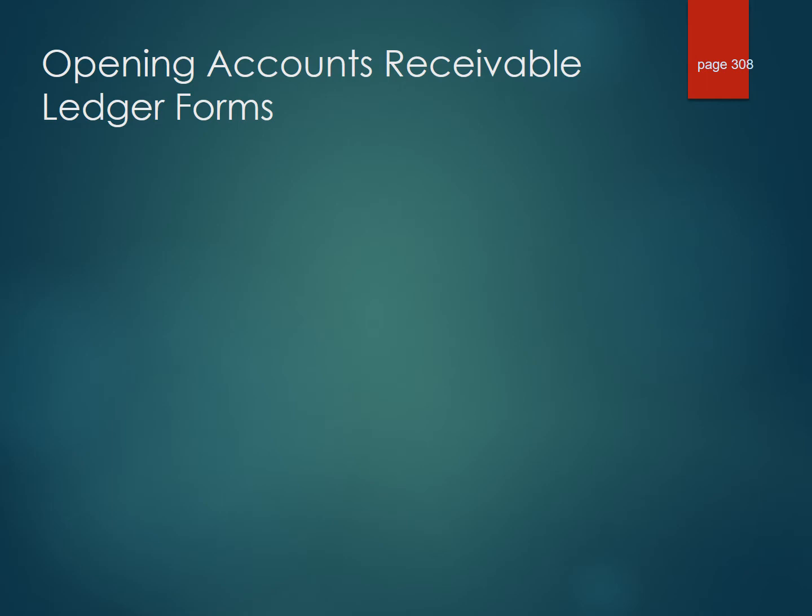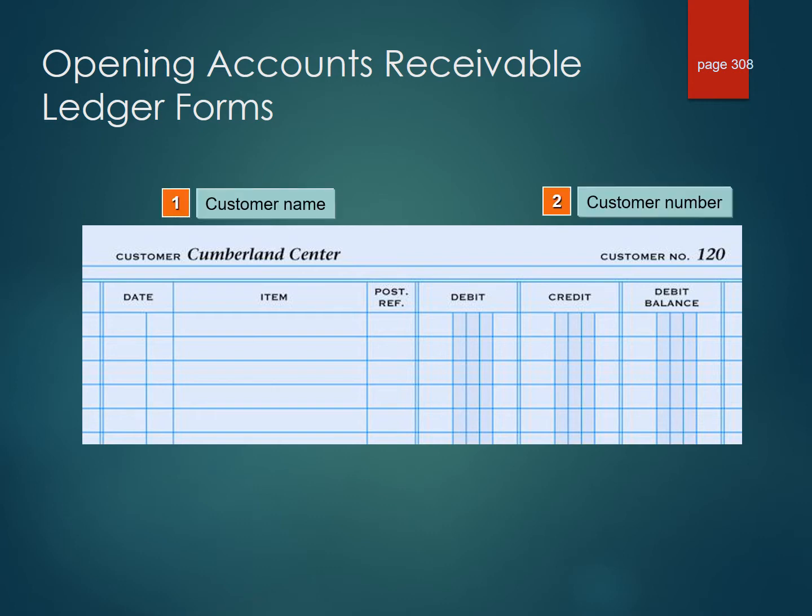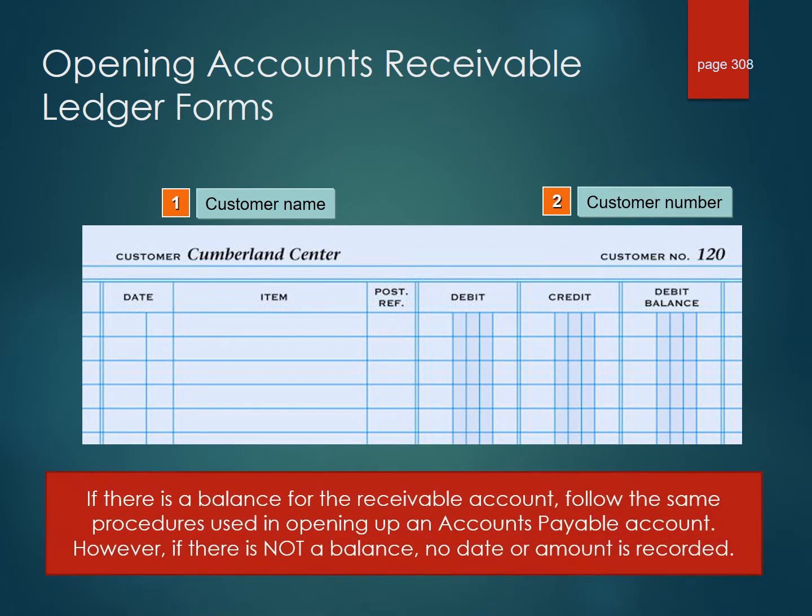Opening up an accounts receivable ledger form. Opening up accounts receivable ledger forms is very similar to opening up a vendor ledger form. We will first write in our customer name, then our customer account number. If there is a balance for the accounts receivable account, follow the same procedures used in opening up an accounts payable account. However, if there is not a balance, no date or amount is recorded. Just leave it blank until you post the first transaction for Cumberland Center.